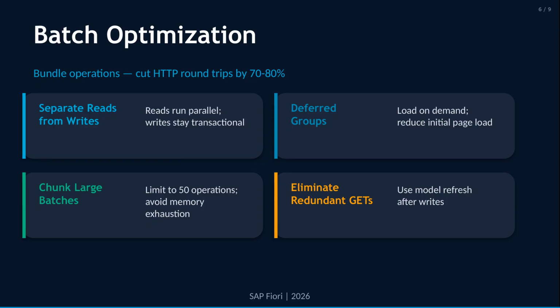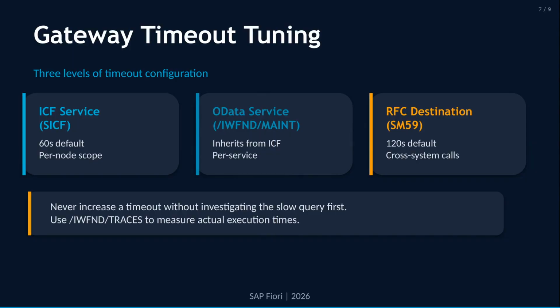Check your service metadata. If the service supports change sets, operations within a change set can run in a single logical unit of work. Reads can often run in parallel, while writes need transactional consistency. A well-structured batch strategy can cut the number of HTTP round trips by 70 to 80% without any back-end code changes.